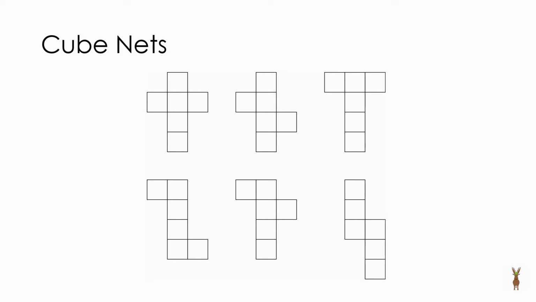Firstly, what do we mean by a cube net? A net is a shape that can be folded up to make a cube. There are 6 faces on the net as there are 6 faces on a cube. There are many different net shapes that can be folded up to make a cube. Some examples are shown here. We are going to focus on this one for this tutorial.